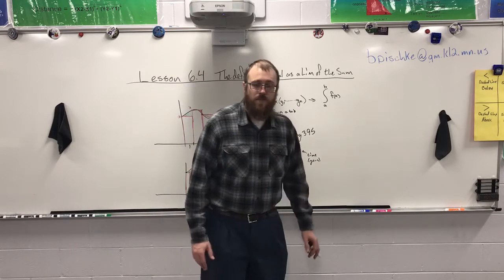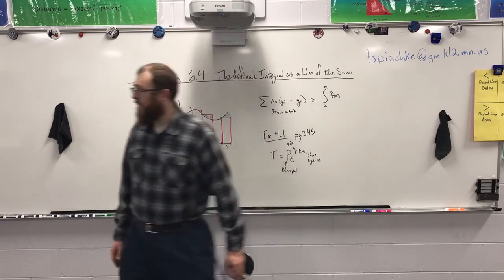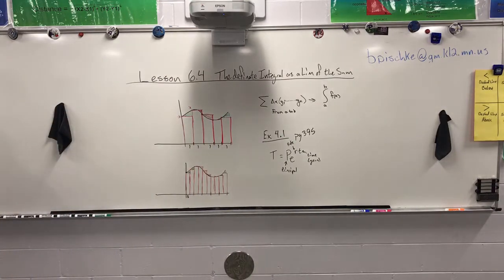So now what the example says is, money is transferred continuously into an account at a rate of $1,200 per year. The account earns interest at an annual rate of 8%, compounded continuously. How much will be in the account at the end of 2 years?